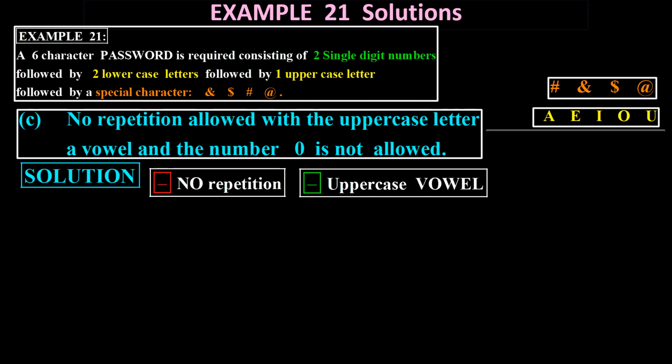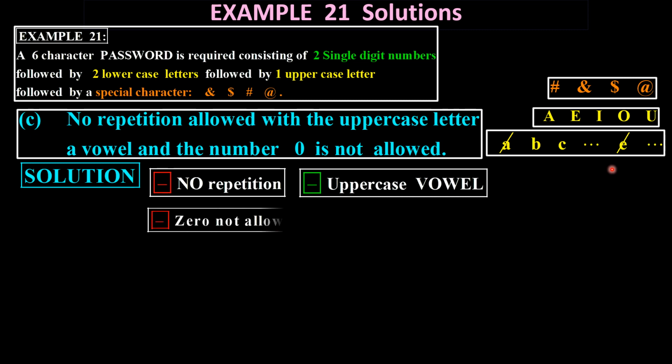Okay. Then they say the number. So if the repetition is not allowed, it means if I already use the vowels there, I can't use the vowels when it comes to lowercase as well. So they can't use an A, can't use an E in lowercase, or an I, or an O, or a U. There's another restriction. They say the number 0 is not allowed. Maybe a reason, 0 and the letter O look very much the same, right? So it's sometimes better not to use both. You can easily make a mistake. Is it a 0 or is it an O? So they say 0 is not allowed.